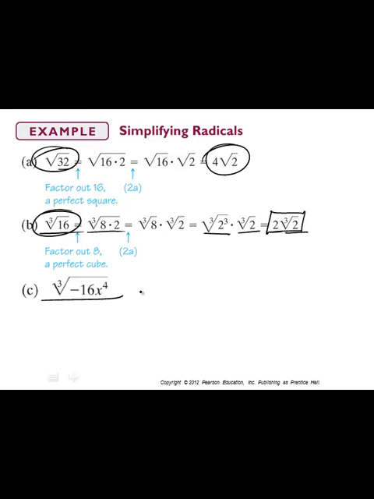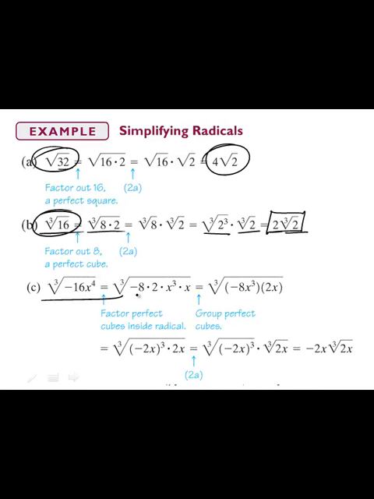All right, here's our next example, the cube root of negative 16 times x to the 4th power. Are there any perfect cubes under the radical sign? And the answer is yes. Now, negative 16 could be written as 2 times negative 8, and negative 8 is negative 2 cubed. So negative 8 is a perfect cube. Also, x to the 4th power could be written as x cubed times x.